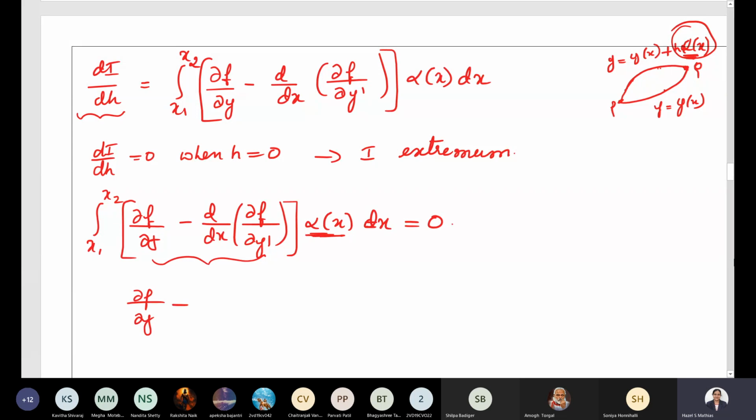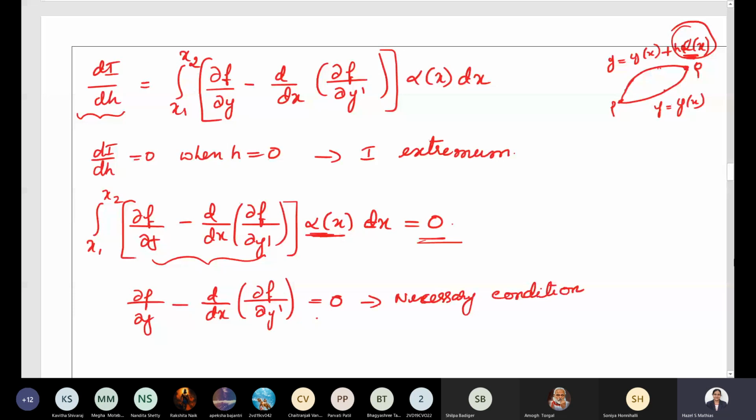So ∂f/∂y minus d/dx of ∂f/∂y' must be equal to 0. Then only this integral will be equal to 0. So this is a necessary condition. This is the necessary condition for the functional to achieve the extremum, so that our functional I equal to the integral x1 to x2 of f of x, y, y' dx.